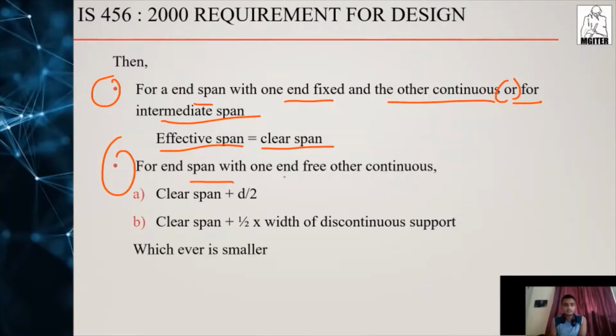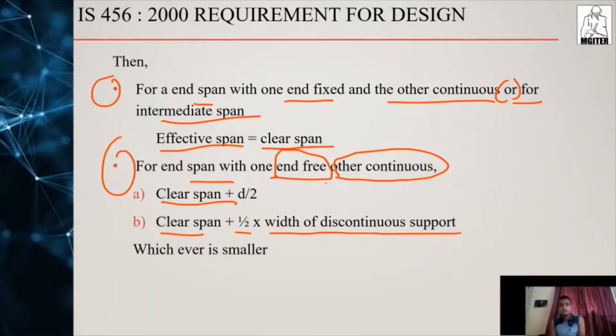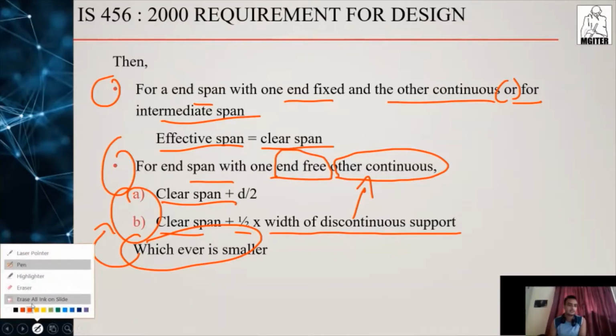And for the end span with one end free and other continuous, at that time, clear span plus d by 2, d means effective depth, or clear span plus one half into width of discontinuous support. Which support? This support, discontinuous support. Whichever value is smaller, we take as the effective span. Understood? It takes a little bit of time to understand.